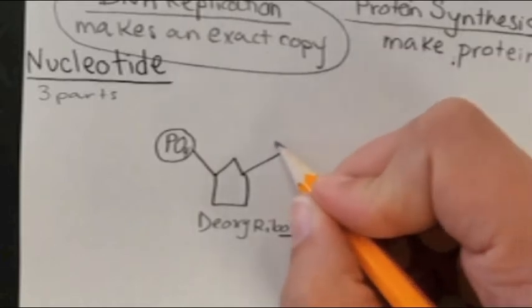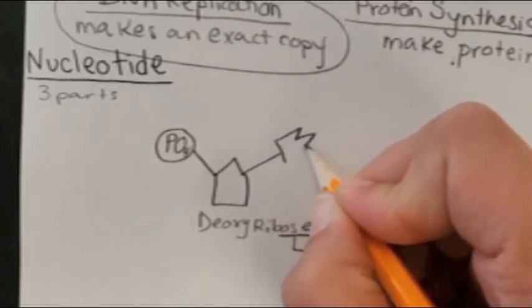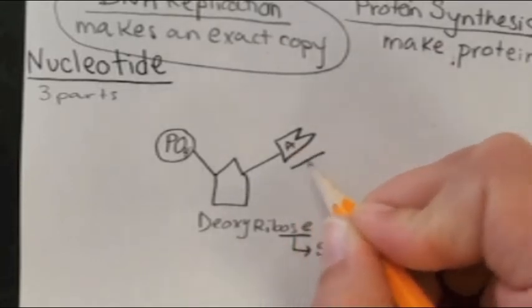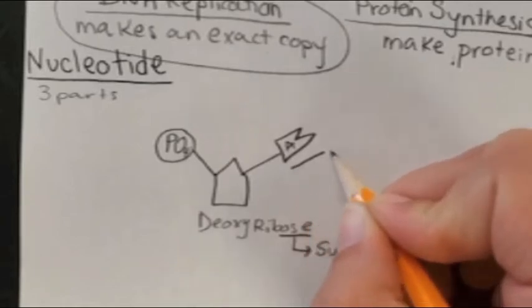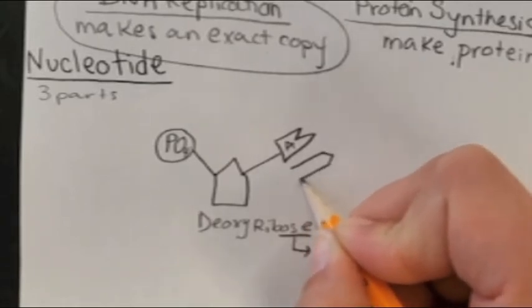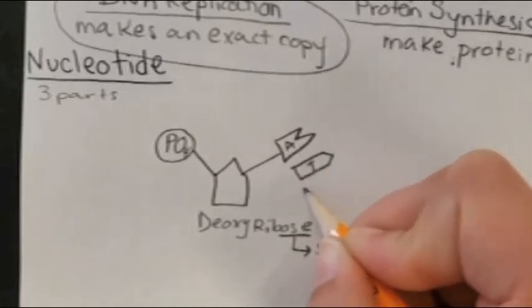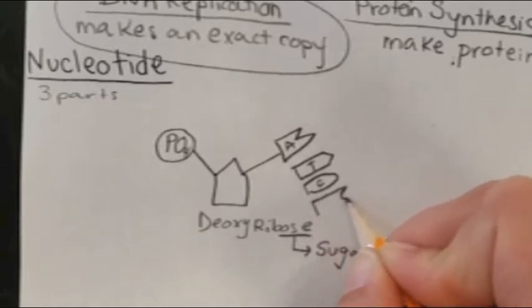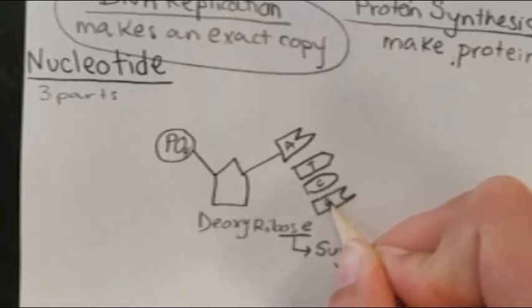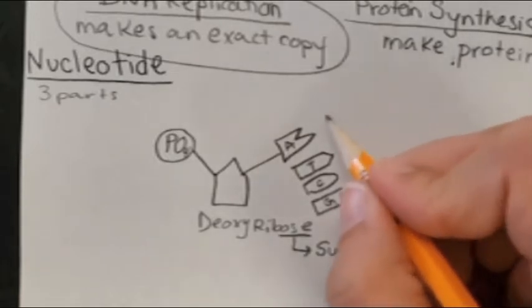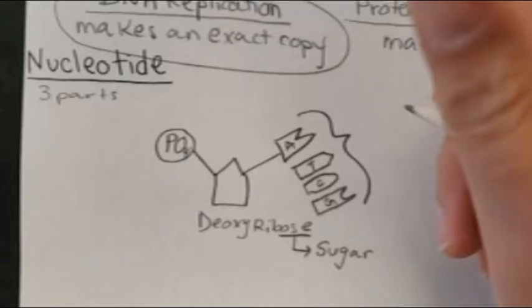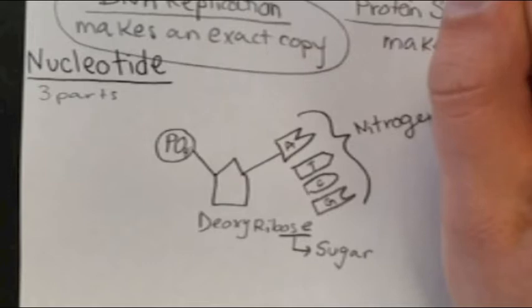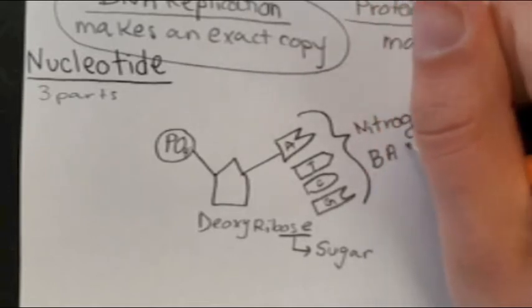So we have A, or we could have attached there instead of A, T, or C, or G. Now, we know that these shapes are not the actual shape of nitrogen bases. We just use these because they're a little bit easier to draw, and it's very clear what matches up with what.